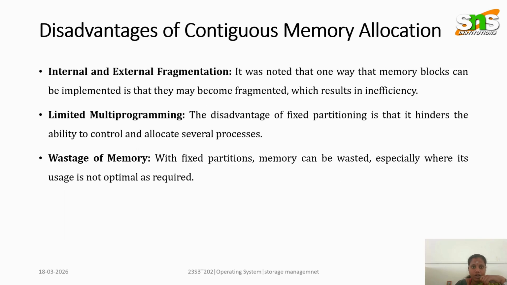Next one is the disadvantages of contiguous memory allocation. It has internal and external fragmentation. That is, the memory can become fragmented, which results in inefficiency. The second one is multiple programming. The disadvantage of fixed partition is that it hinders the ability to control and allocate several processes. And the next one is the wastage of memory. Here in contiguous memory, we have a fixed partition, so the memory can be wasted, especially when it is not optimal as required.